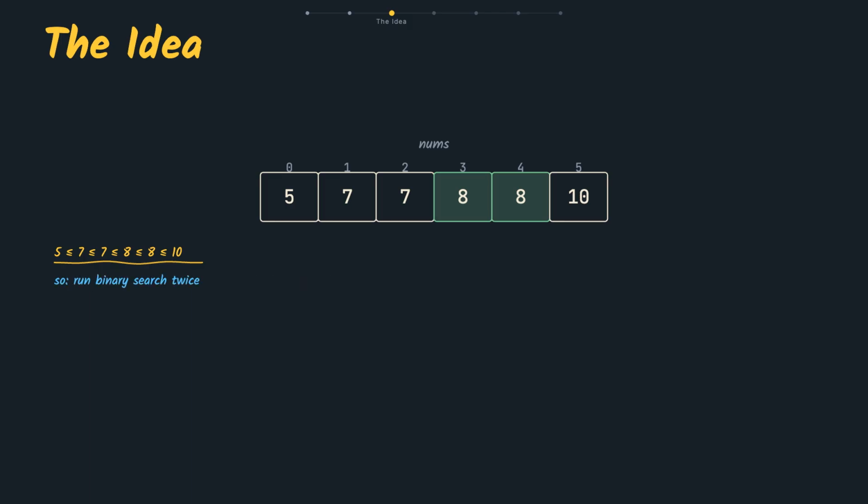And here's the move. Use binary search twice on this array, a train of compartments numbered in order, to find both boundaries. Same idea, said another way. One search keeps pushing left when it sees 8, and the other keeps pushing right.